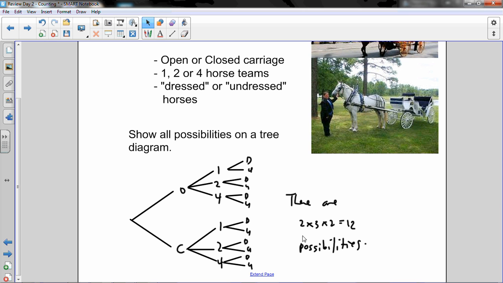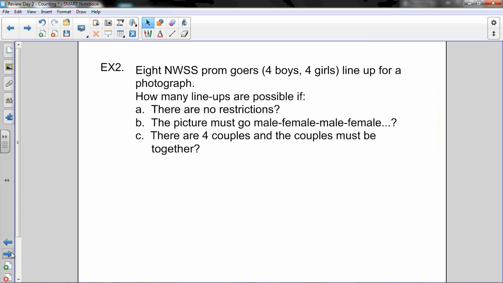And there's the product rule for counting, and this is the "and" counting, right? So we've got choices for open or closed, and choices for the number of horses, and choices for dressed or undressed horses, and so on. And "and" counting means multiplying. We see there are 12 possibilities. All right, the next one.